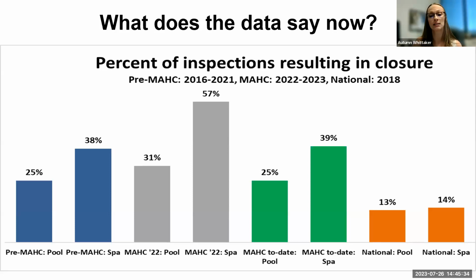And now what you can see up to date, just a few days ago, I pulled the numbers, and now we're back down to closure rates of 25% for our pools and 39% for our spas. And this is about 15 months of data, 140 inspections. And you can see we've gotten back to our pre-MAHC closure levels, even though we've added like 16 to 18 plus more imminent health hazards in our inspections. So we're actually seeing our closure rates dropping despite this rather large regulation change for our stakeholders.